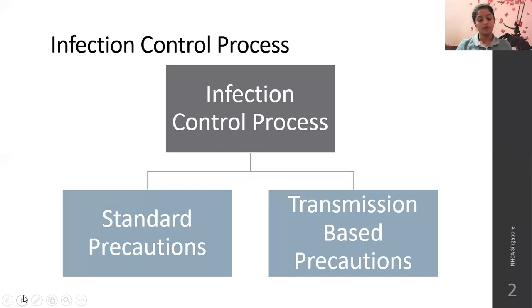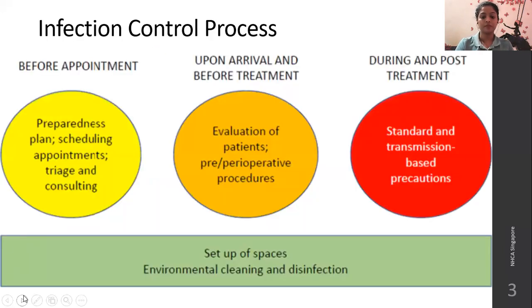Infection control processes can be grouped into two categories: standard precautions and transmission-based precautions. When you understand infection control processes, you can understand where we have to use standard precautions and where we have to use transmission-based precautions.